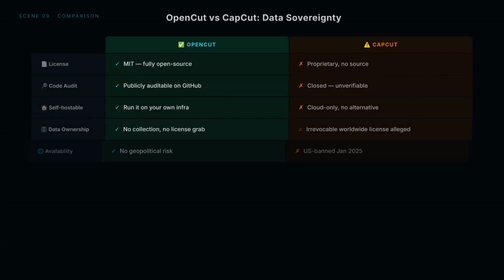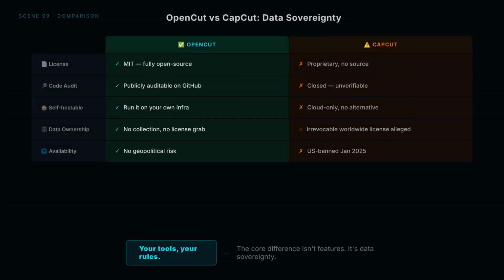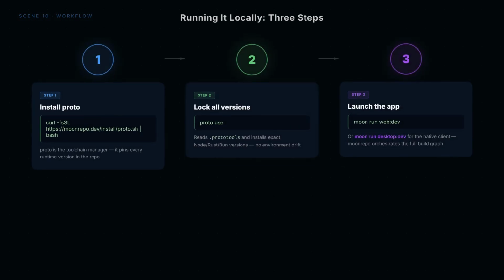OpenCut targets CapCut, but the core difference isn't features, it's data sovereignty. CapCut's court filings document allegations of biometric and location data collection. OpenCut's answer: MIT open source, publicly auditable code, fully self-hostable. Your tools, your rules. For developers, getting it running takes 3 steps.